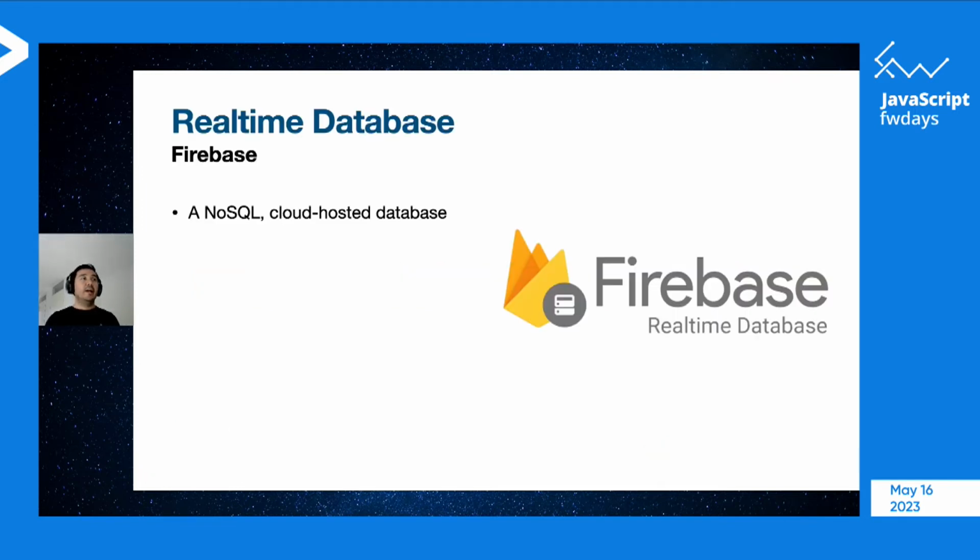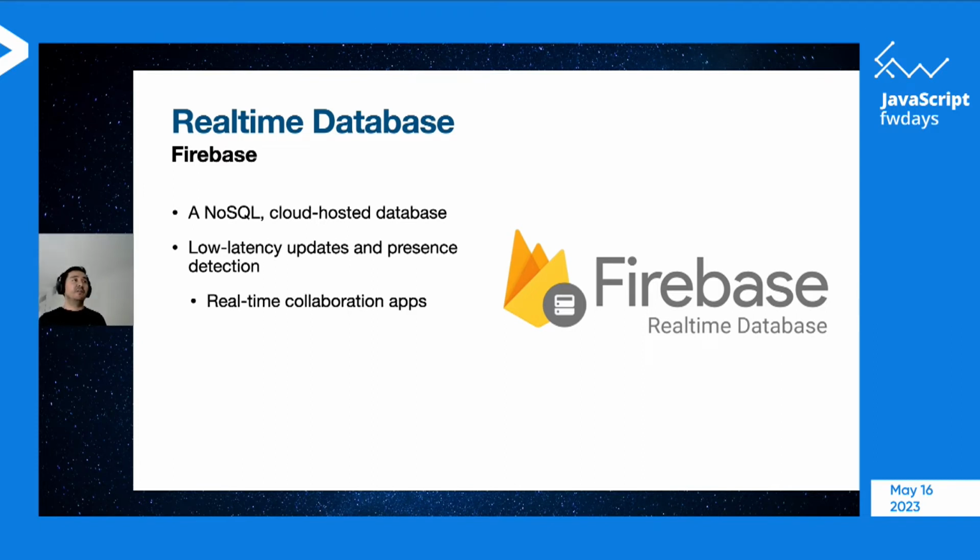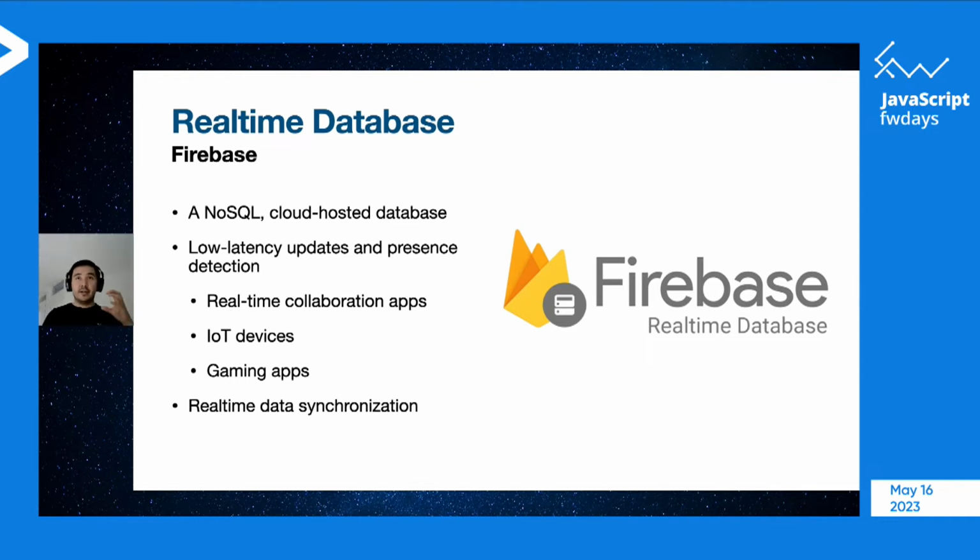Firstly, the Firebase Realtime Database is ideal for apps requiring low latency updates and presence detection, such as real-time collaboration apps, IoT devices, and gaming apps. Its key feature is real-time data synchronization, meaning any changes in the database are instantly pushed to all the connected users. And data in the Firebase Realtime Database is stored in JSON format.